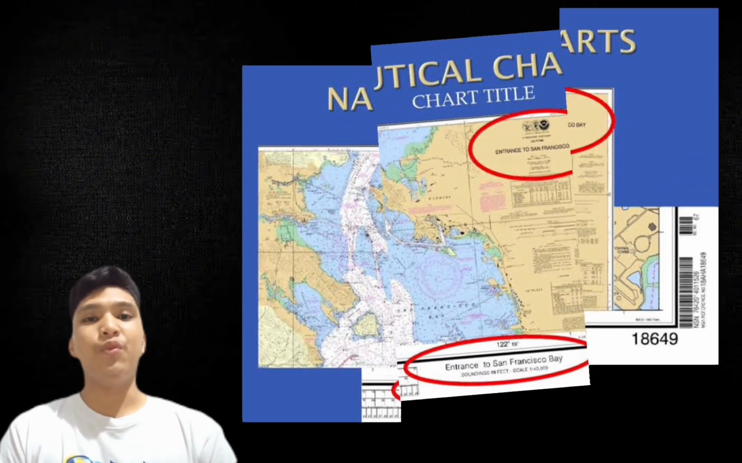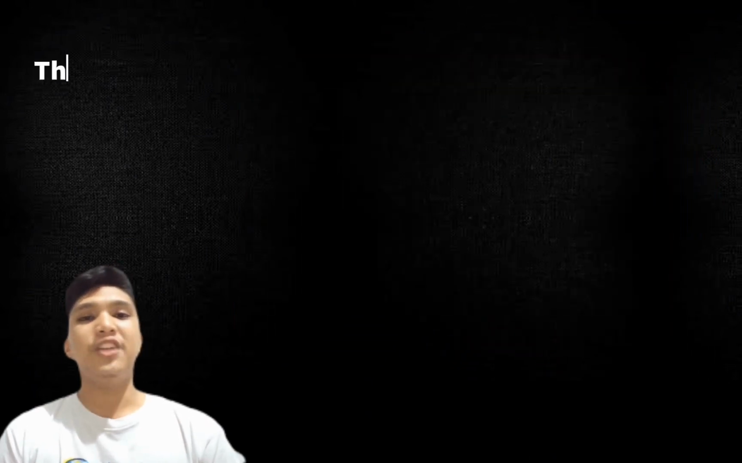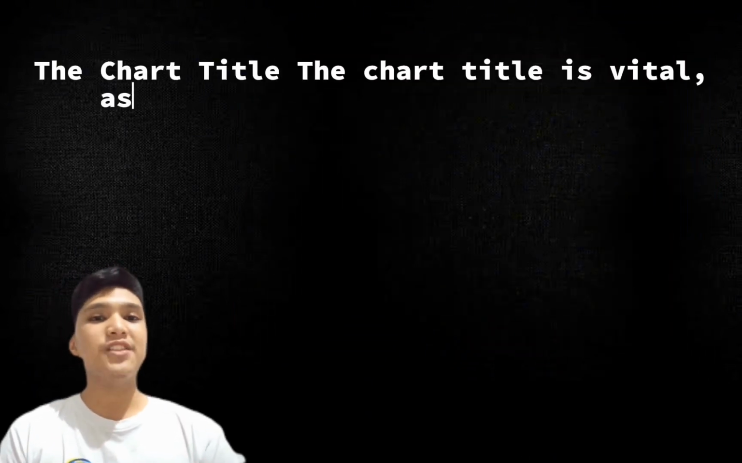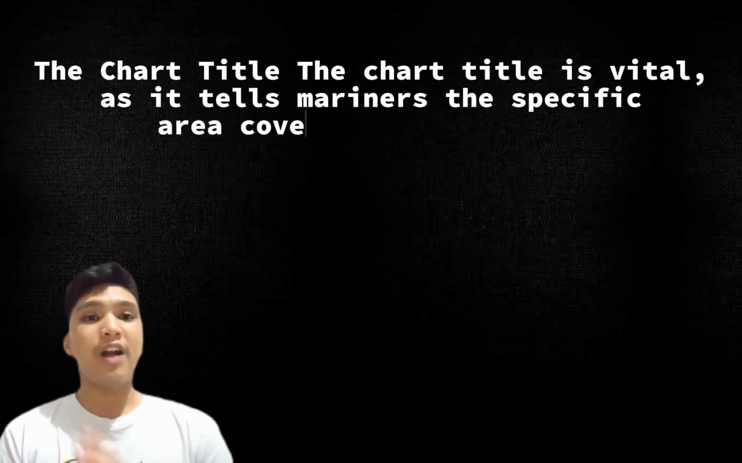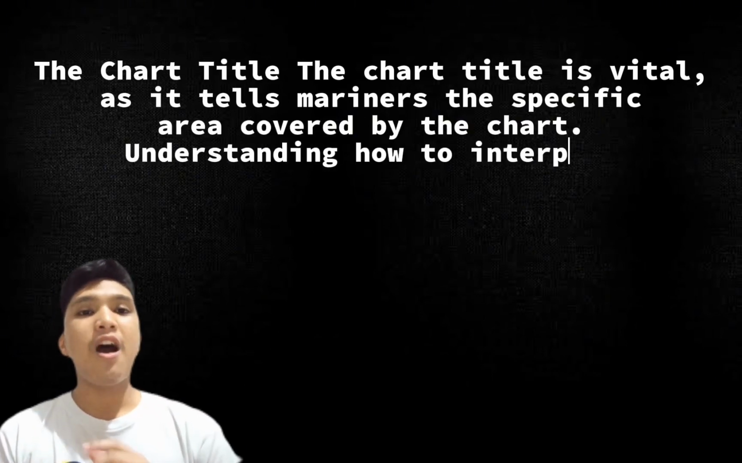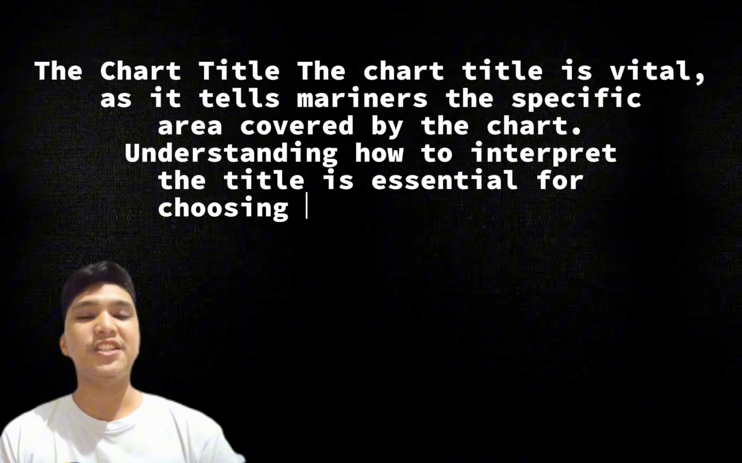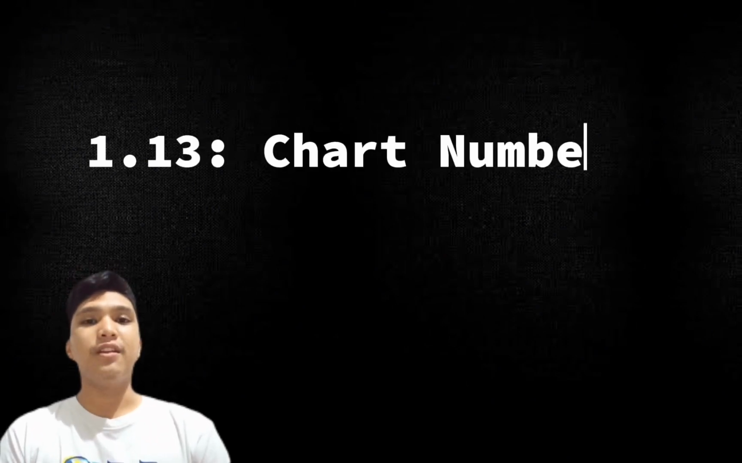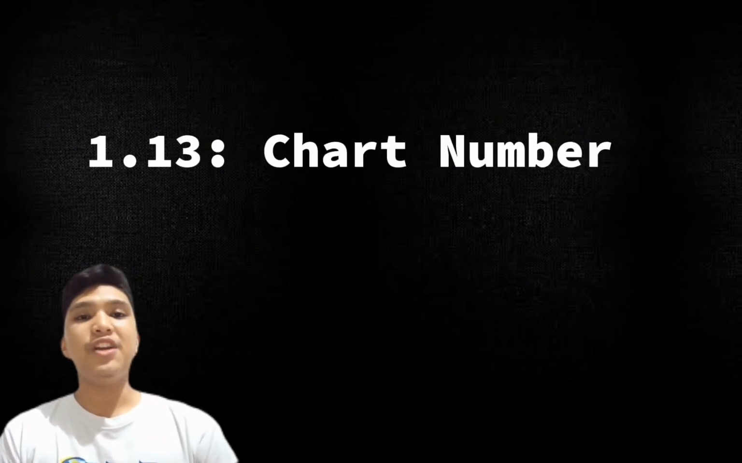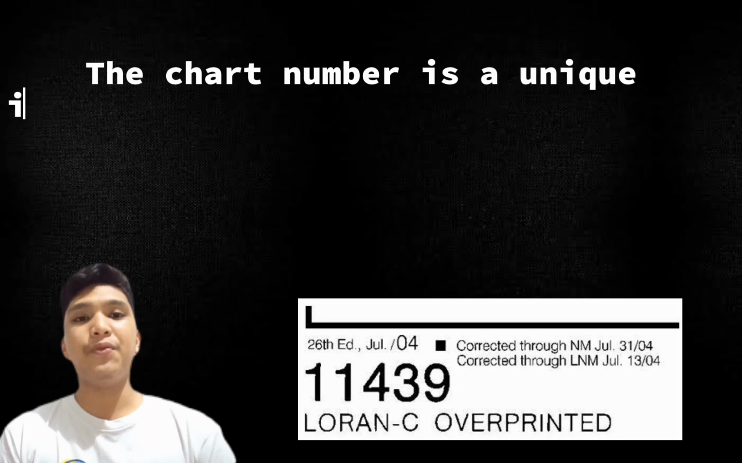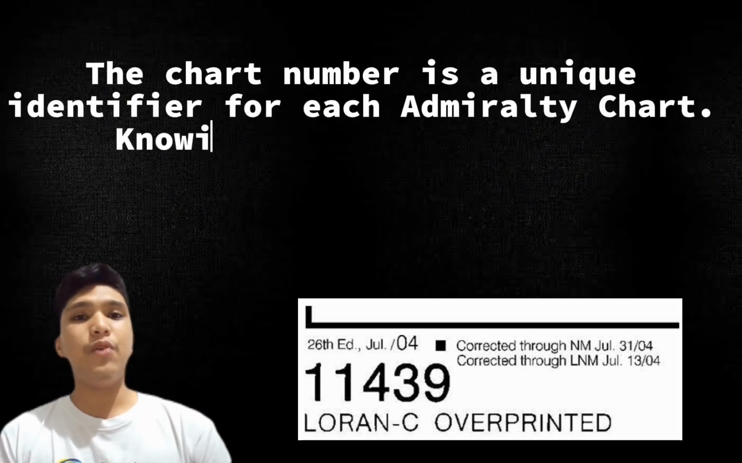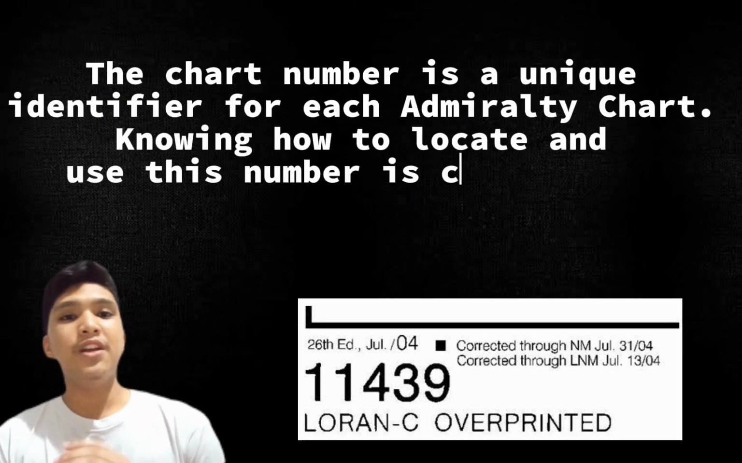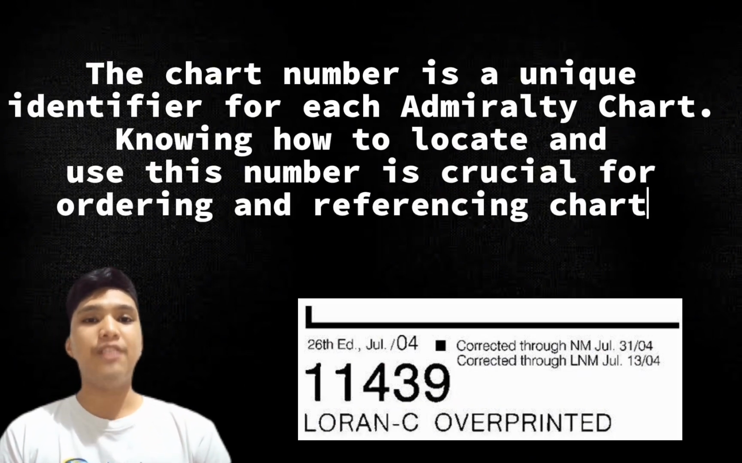Next is 1.12, the chart title. The chart title is vital as it tells mariners the specific area covered by the chart. Understanding how to interpret the title is essential for choosing the correct chart for a voyage. Next is 1.13, chart number. The chart number is a unique identifier for each Admiralty chart. Knowing how to locate and use this number is crucial for ordering and referencing charts.